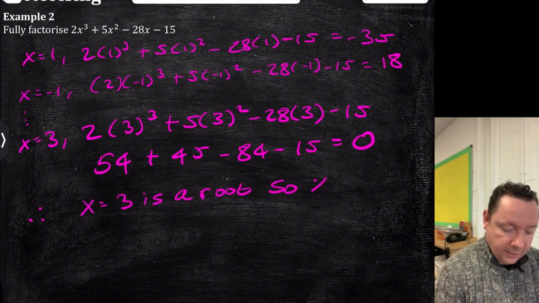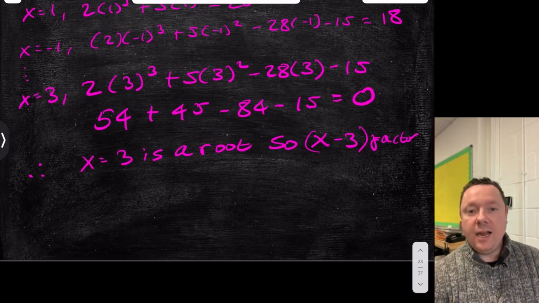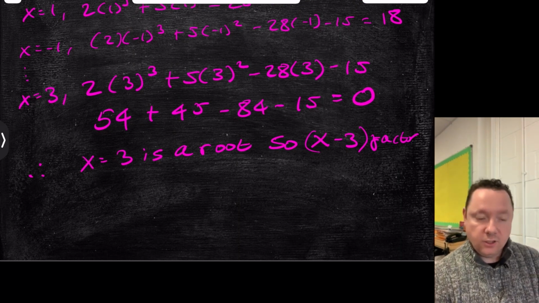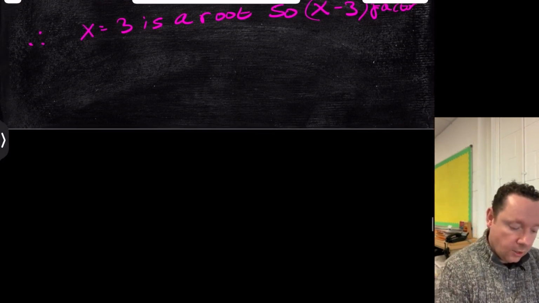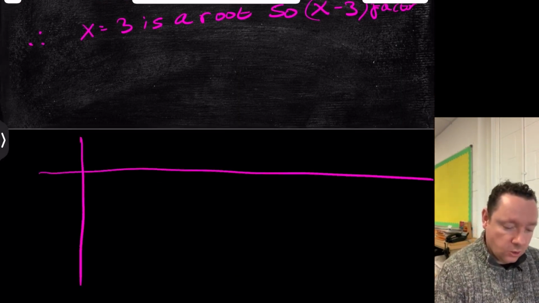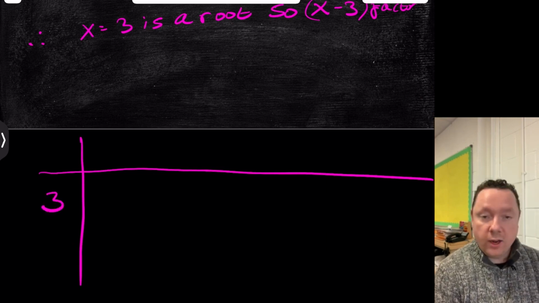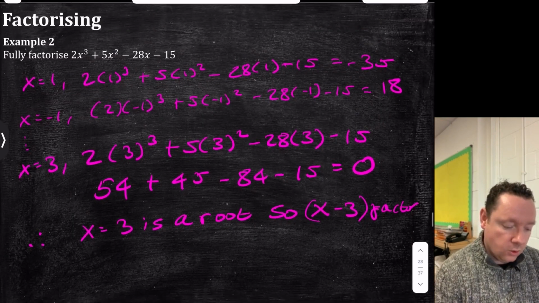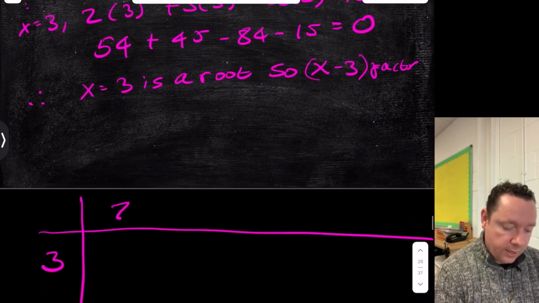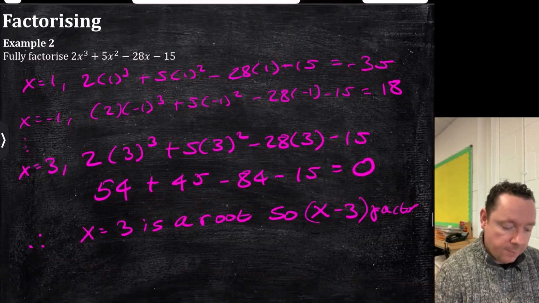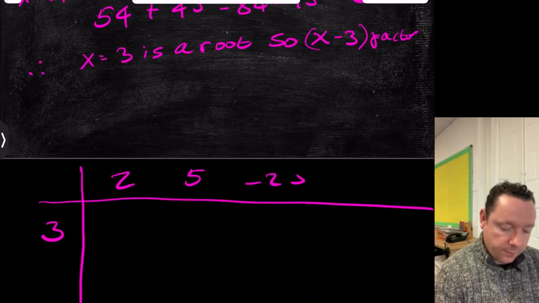So x minus 3 is a factor, remember. Just a note, I find subbing in directly the quickest way, but you can use synthetic division when you're subbing in as well. And you're going to have to do that anyway once you've found one. So I found x equals 3 is a root, so I put 3 in, it's a root you put in, remember. And the polynomial was 2x cubed plus 5x squared minus 28x minus 15.